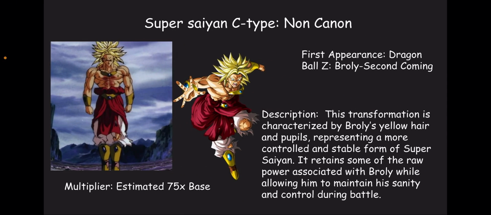We have Super Saiyan C type. I put this around 75. It could be 50 as well, but it is based off what we know from guides and stuff like that, and how it's shown. I feel like it is stronger than normal Super Saiyan. It could just be a rage boost, but definitely it is stronger in my opinion. And this is DBZ Broly only.